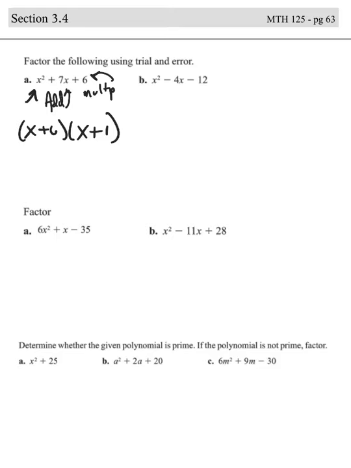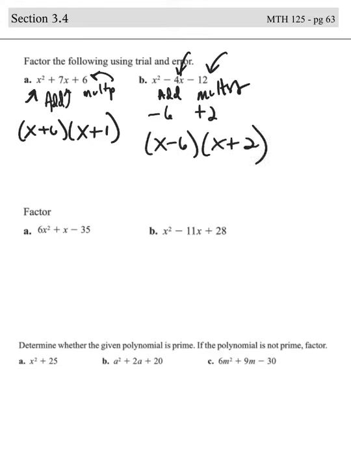Crazy. What two numbers can I add to get negative 4, but multiply to get negative 12? 12 and 1? Nope. 3 and 4? Nope. 6 and 2? Ooh. I know that if I have negative 6 and positive 2, those add to give me negative 4x and multiply to give me negative 12. So I can write x minus 6, x plus 2.